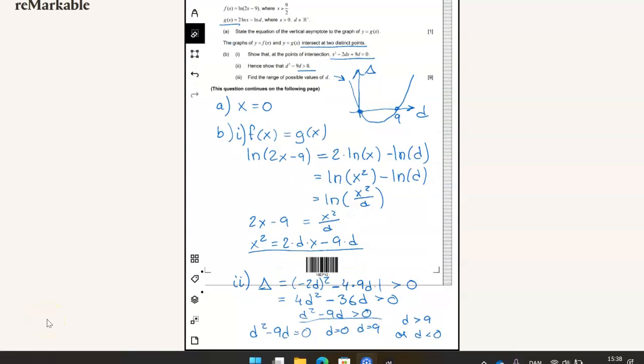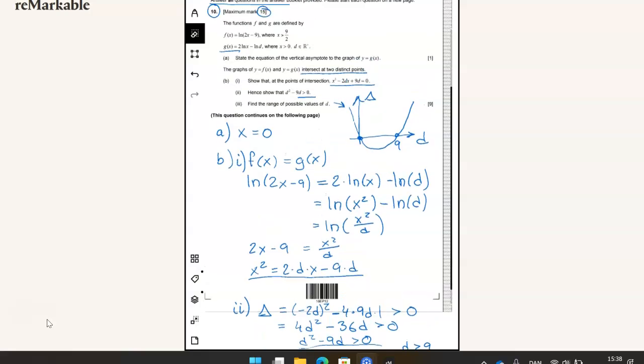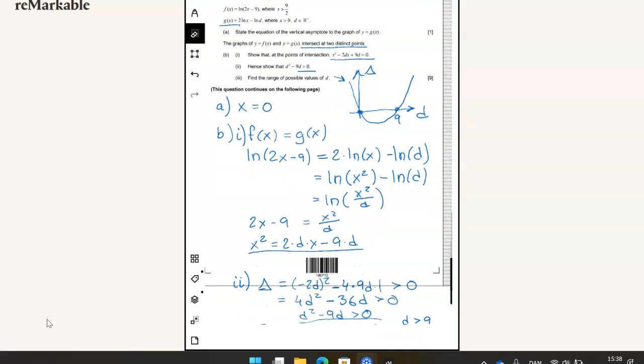But since all the way in the very beginning, we were told that d is a positive real number, we can safely ignore the bit where d is smaller than 0. So the actual answer to the question becomes d must be larger than 9. Finally, it's very important to not just stop here and celebrate, because the question continues on the following page.